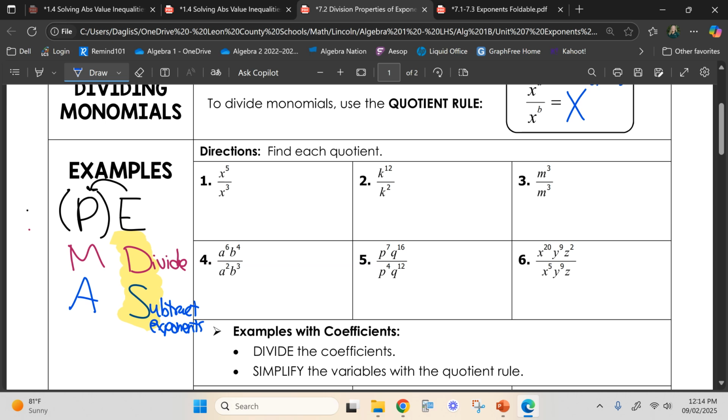All right, so number 1, x to the power of 5 over x to the power of 3. Tell me how to set it up. You're right. How do we set it up? 5 minus 3, which is going to give me x squared. All right, how about 2? How do we set it up? Good, 12 minus 2, so that gives me k to the power of 10.